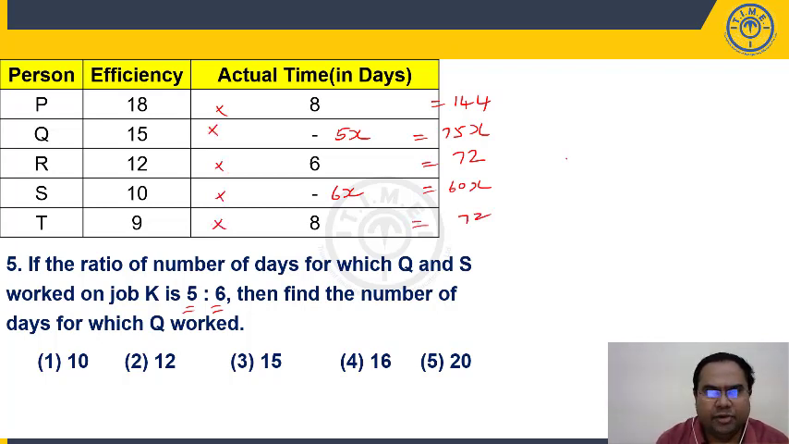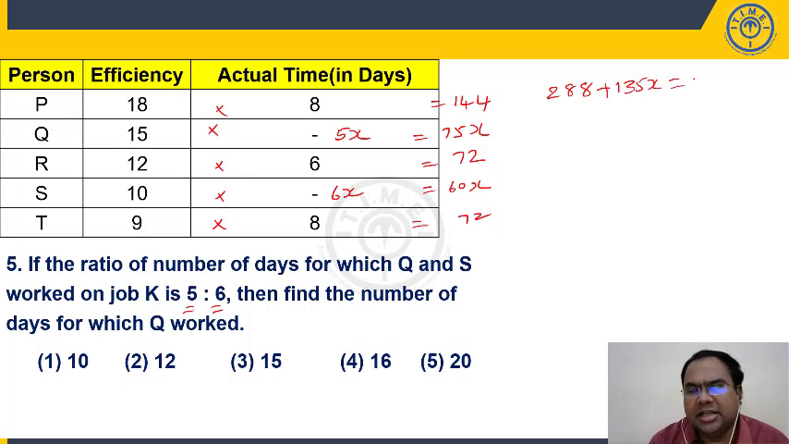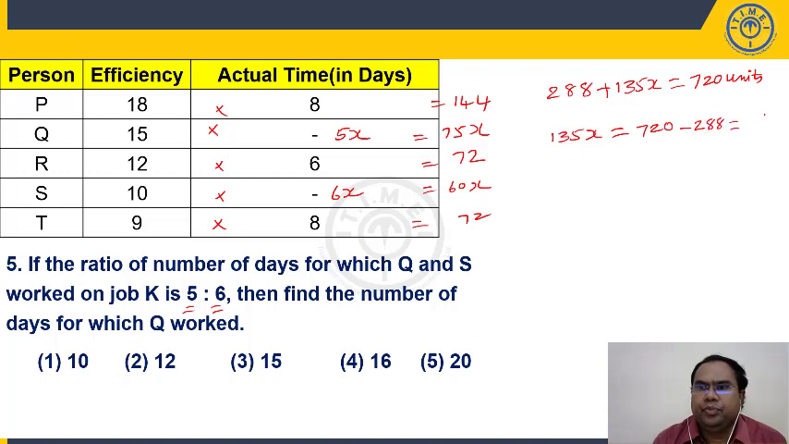Efficiency into number of days they have worked. So 144, 72, 72, 144. So it is 288 plus 75x plus 60x, 135x, is equal to the work completed, which means 720 units. So 135x is equal to 720 minus 288. So what's the difference here? 432. So 432 units. So x is equal to 432 by 135.